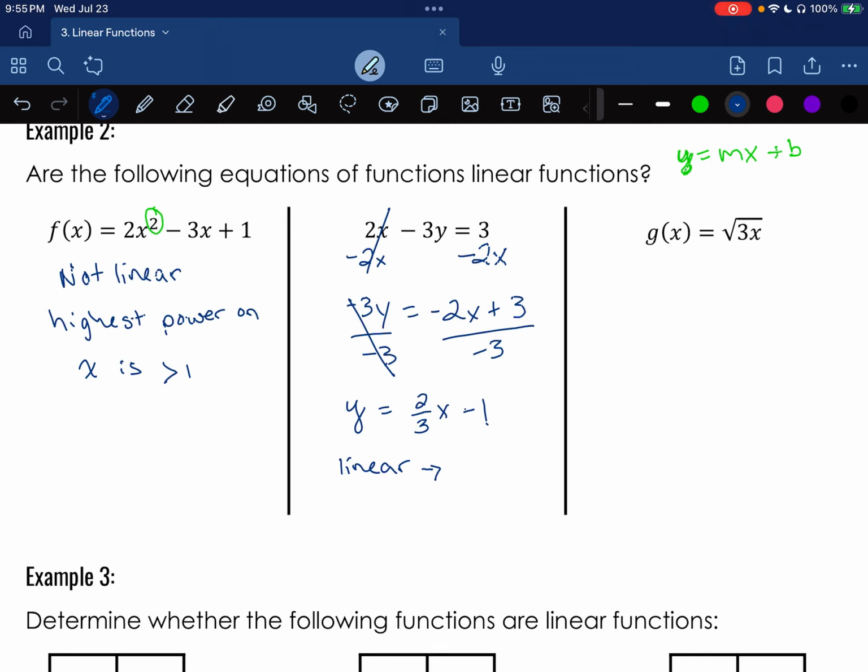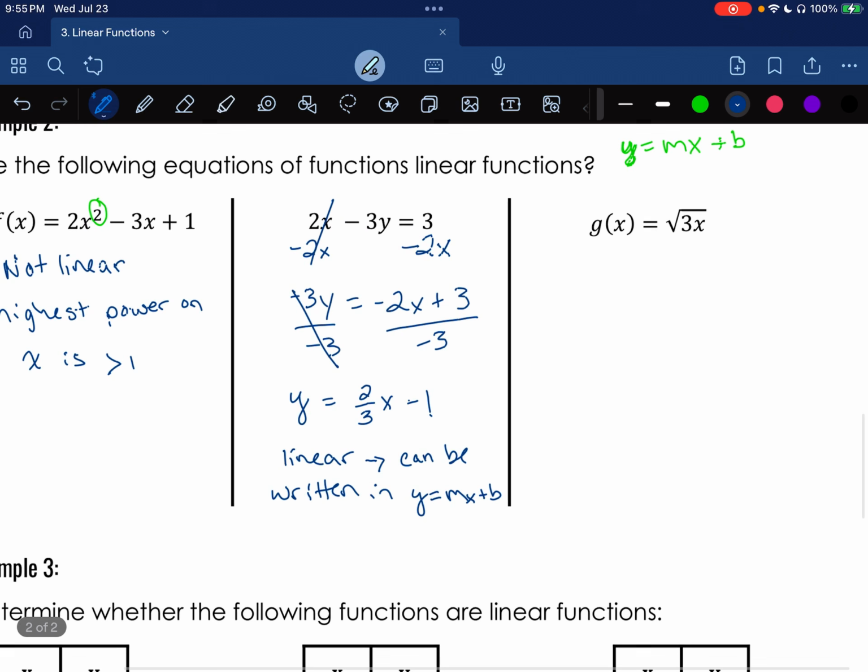All right, and this last one here, it's got this root. Because of that root, we would say it is not linear because it's got that square root going on in there. x is under a radical symbol. Look at that, one more example.